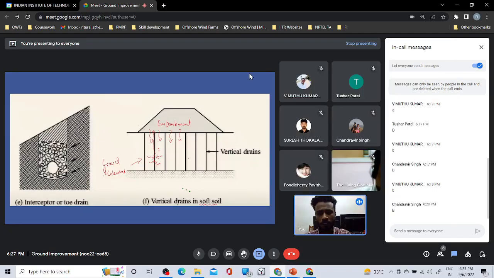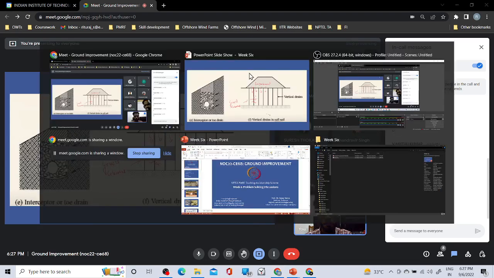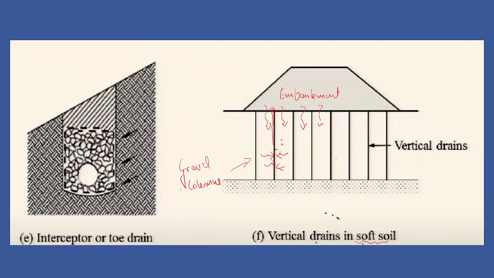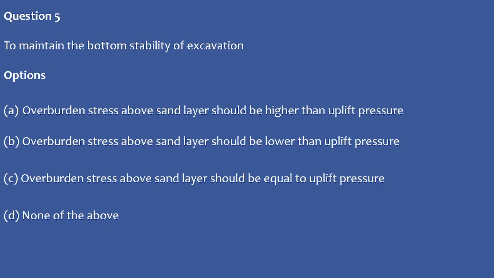Any query in this for the drainage? Okay then. So that was all about the theory. Okay, we have one more theory question.